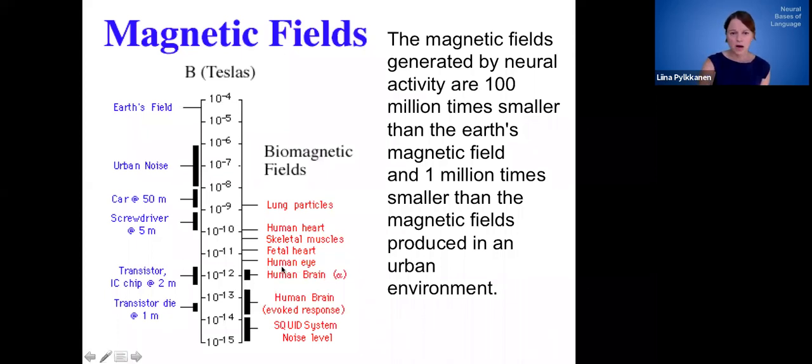These are the human eye, fetal heartbeat, skeletal muscles, human heart, lung particles. All of these are body noise. The biomagnetic fields are larger than what the human brain puts out. And then the urban and environmental noises are many orders of magnitude stronger. And the Earth's magnetic field obviously is also much, much stronger than your brain's magnetic fields, but of course it's static.